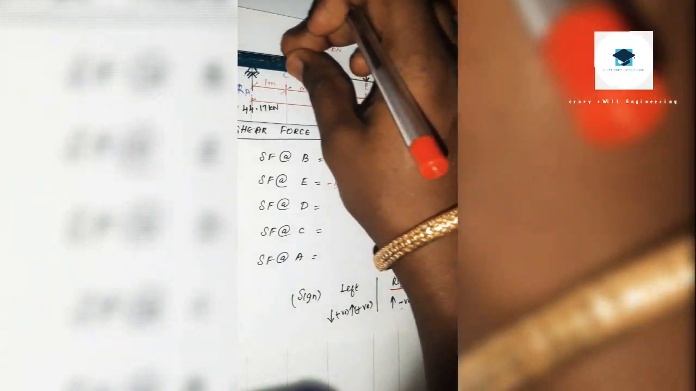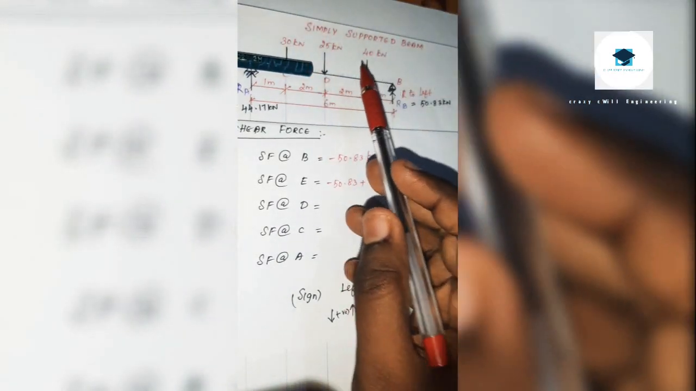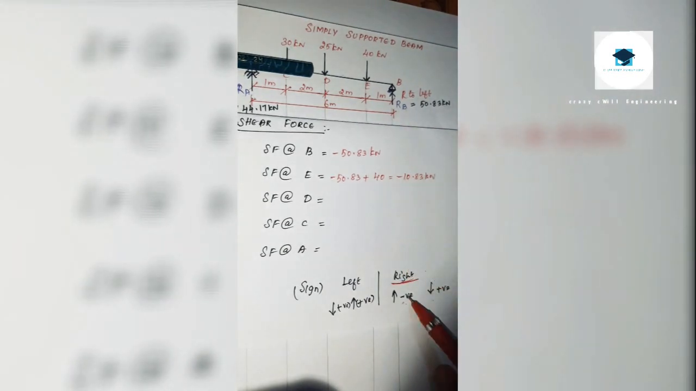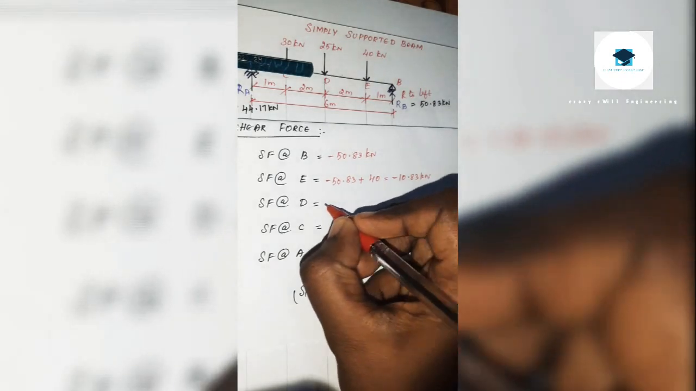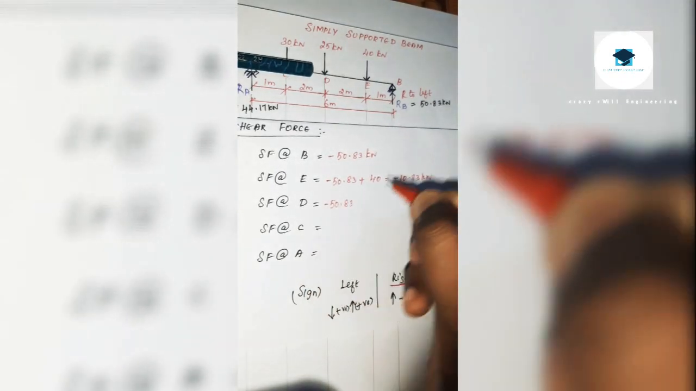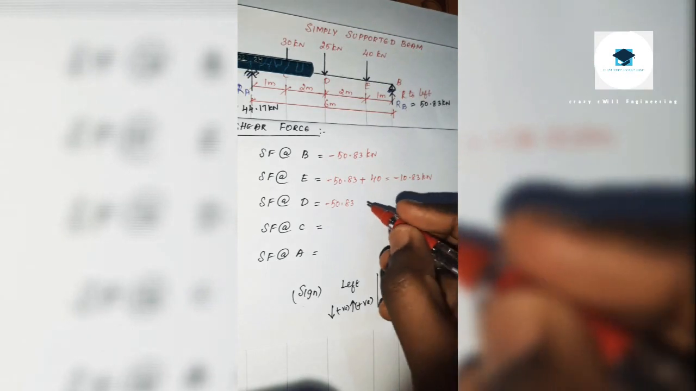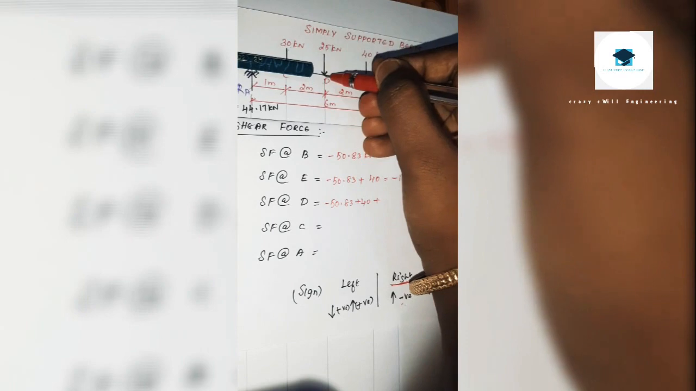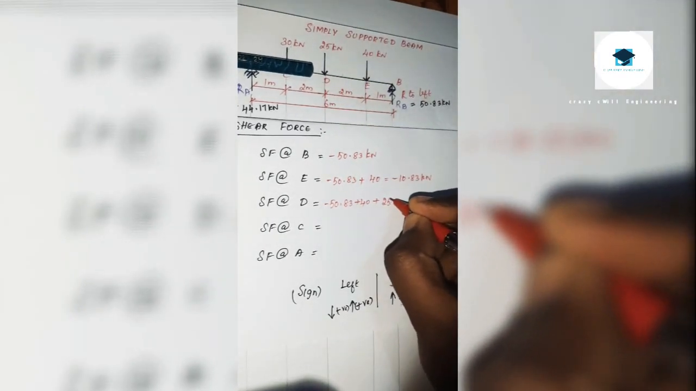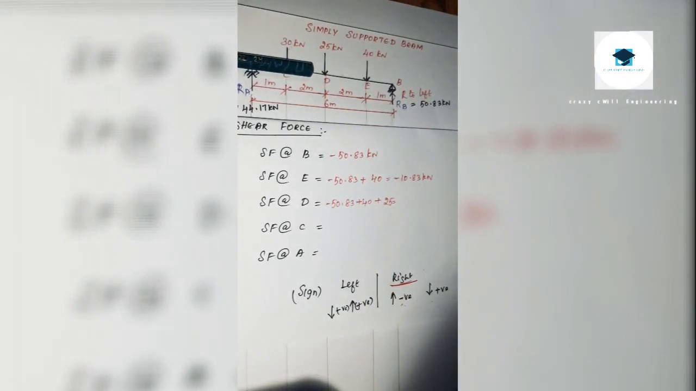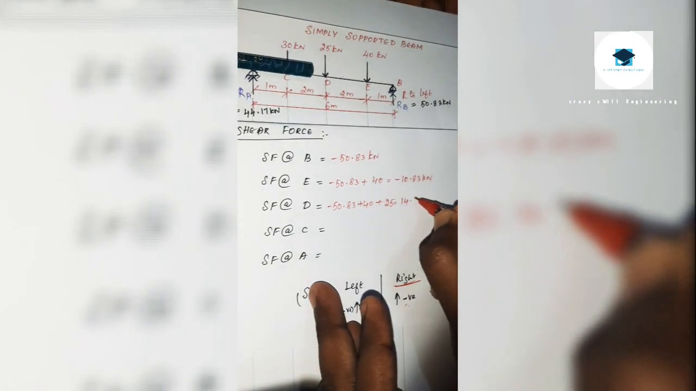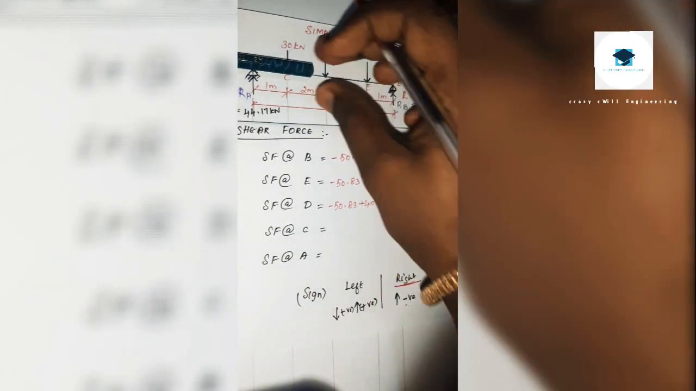Here, shear force at D. See, three forces are acting. RA is acting in the upward direction. Upward direction means negative, put minus 50.83. At E, 40 kilonewton is acting downwards, so plus 40. Plus 25 is also acting downwards. So 25 equals 50.83 plus 40 plus 25, which gives 14.17 kilonewton.